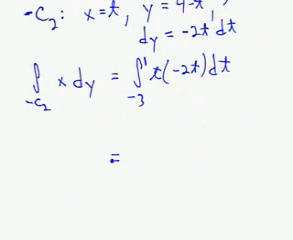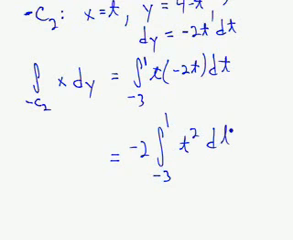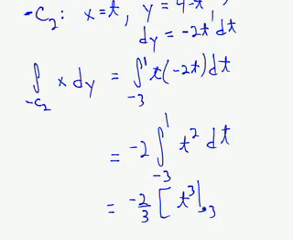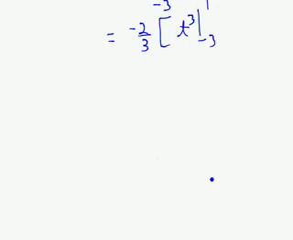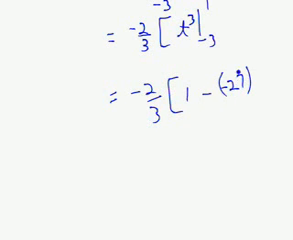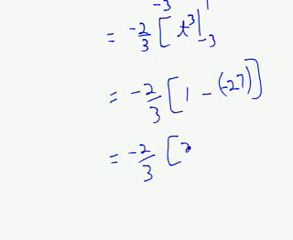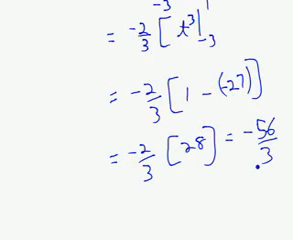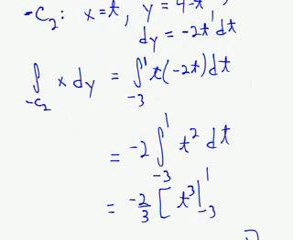Okay, if you calculate this integral, well, it'll be -2 out in front, integral from -3 to 1 of t squared dt, which means it's -2/3 t cubed evaluated from -3 to 1. Or -2/3 times the quantity 1 minus -27. Negative 2/3 times 28 is negative 56/3. But that's the value of the integral over negative C2.